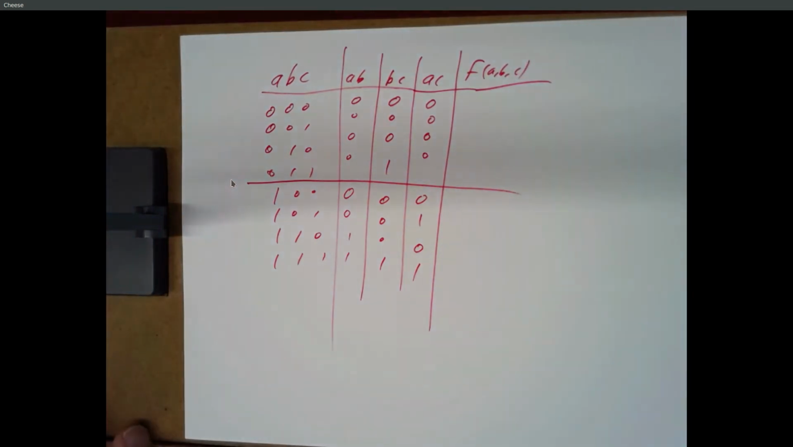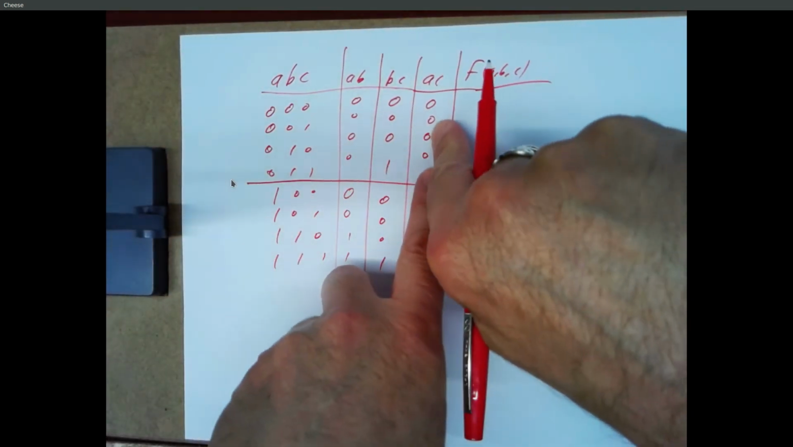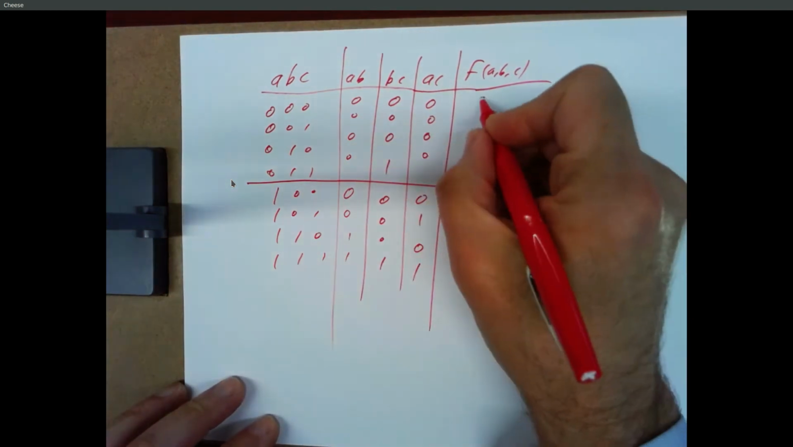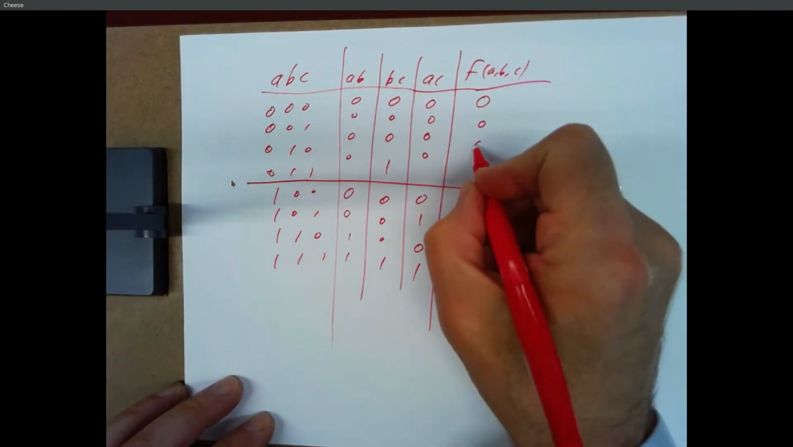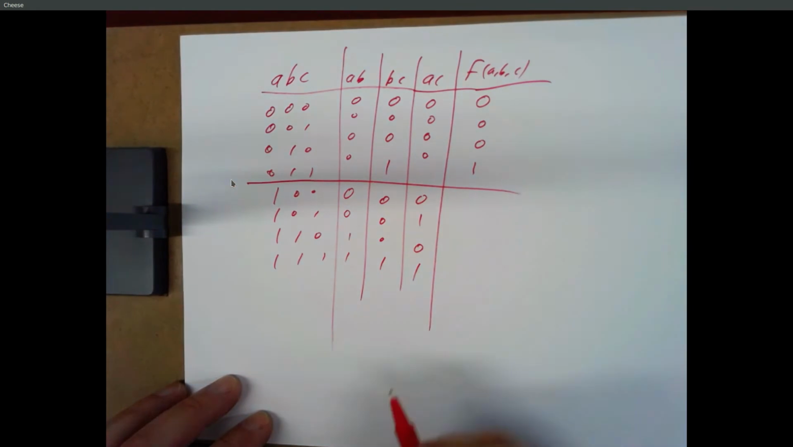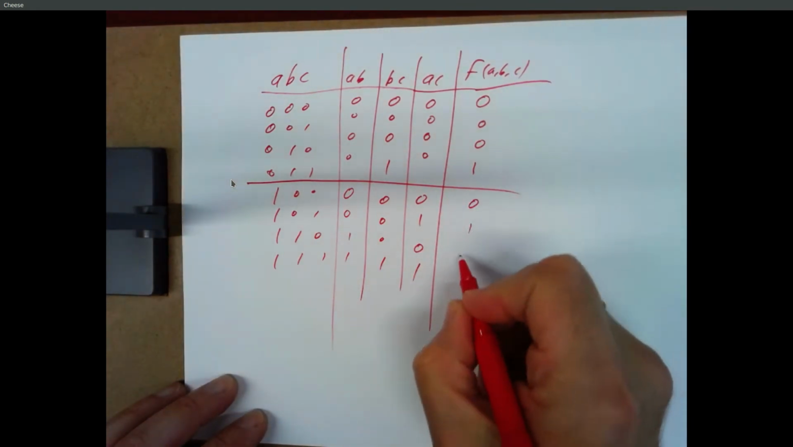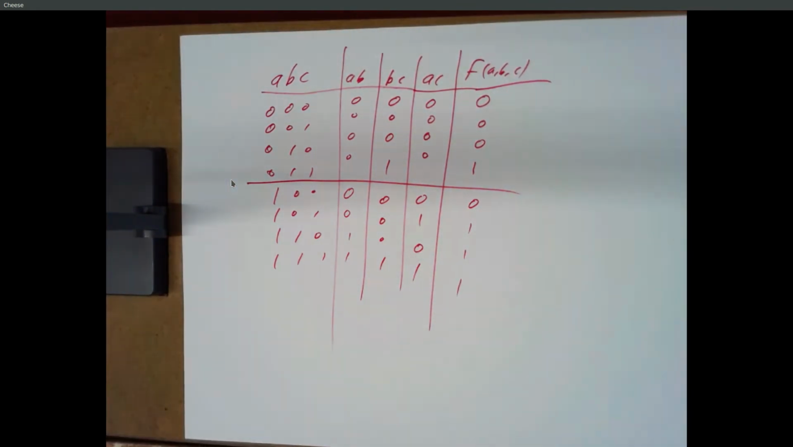F is now just the OR of this column and this column. So first row is 0, second row is 0, third row is 0, fourth row is 1. And then this is 0, 1, 1, 1. So there's a truth table.